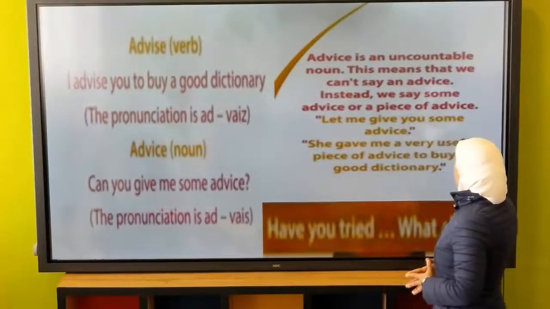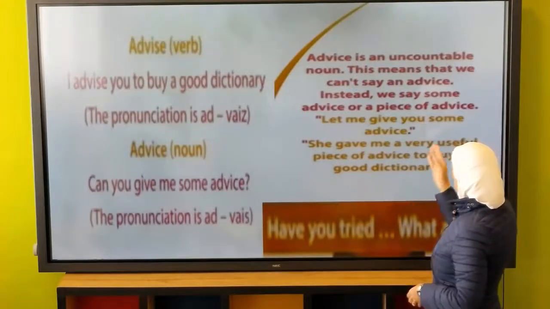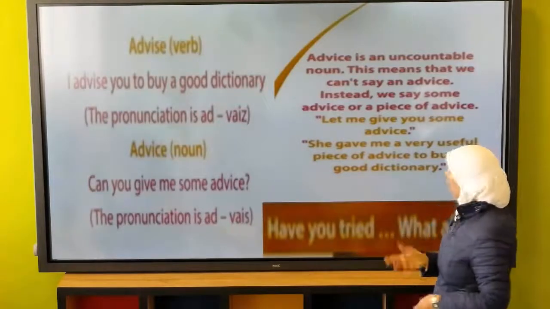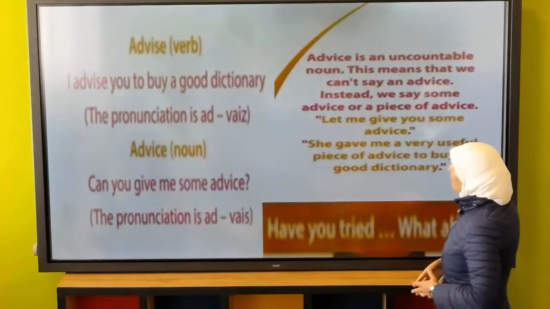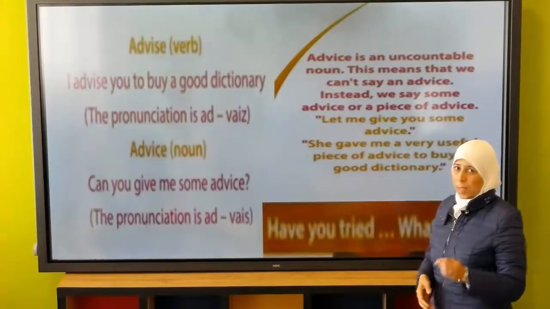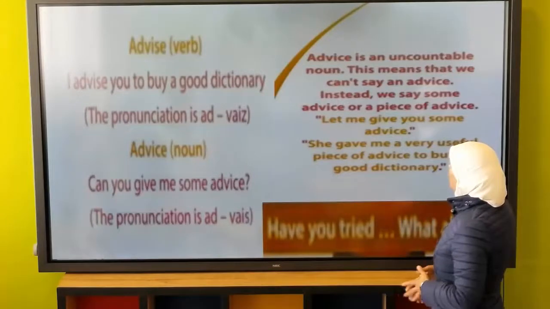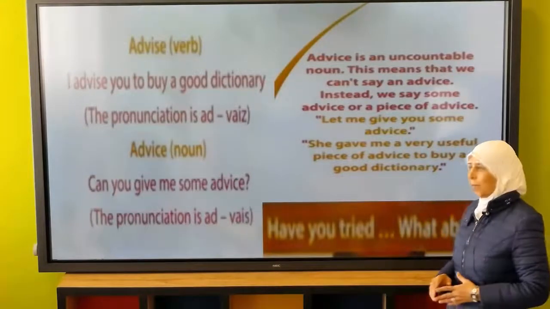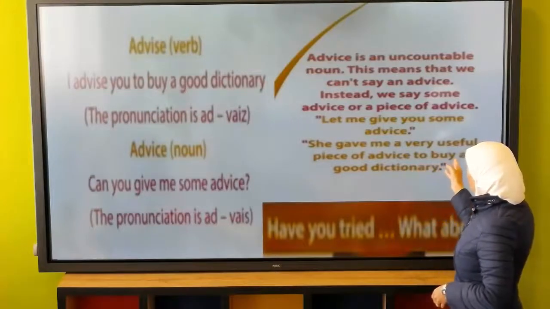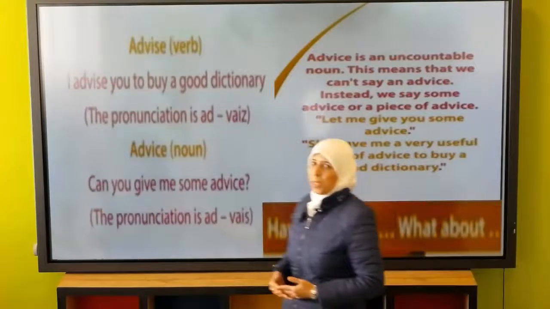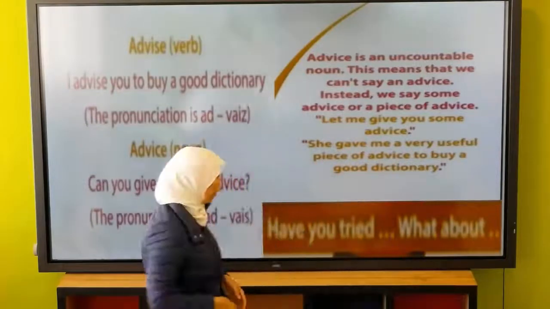So advice is an uncountable noun. This means that we can't say an advice. It is uncountable. So instead we say some advice, or a piece of advice. For example, let me give you some advice. She gave me a very useful piece of advice to buy a good dictionary.